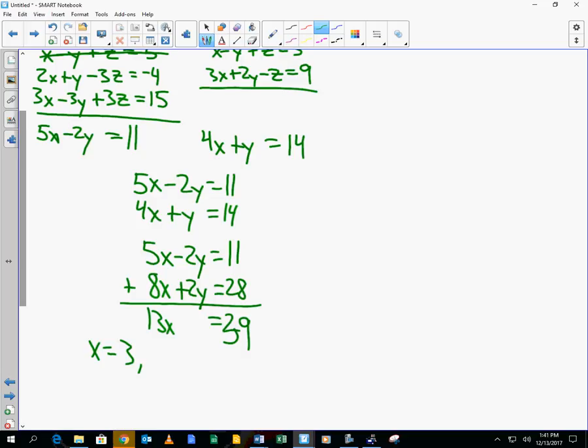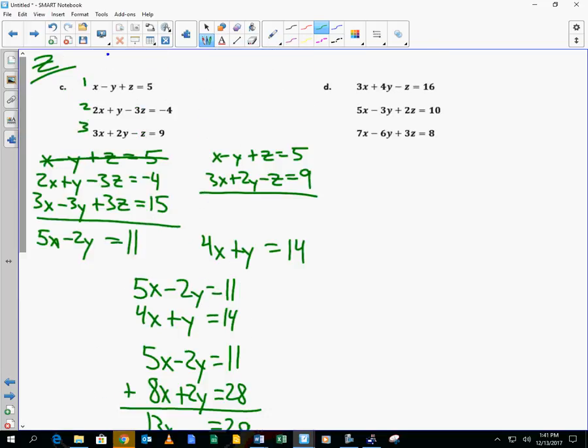Now we got to solve for y. So I need to go back to one of these two. So I'm going to do 4 times 3 is 12. Subtract the 12 over. Y is 2. Now I have to find z. So you're going to go to the very first one. 3 minus 2 plus z equals 5. 3 minus 2 is 1, subtract the 1, z is 4.